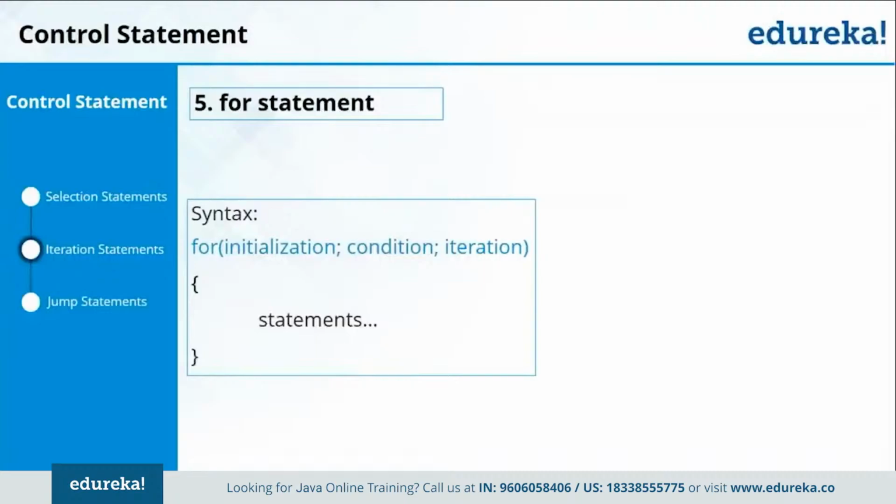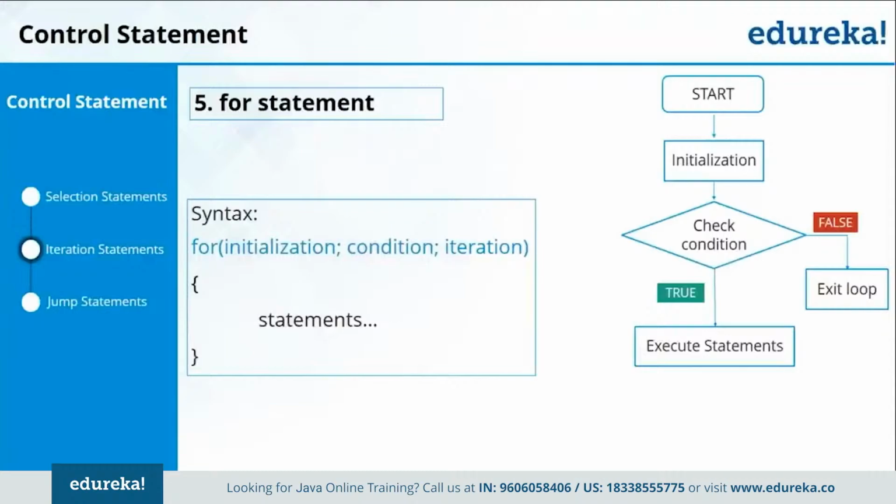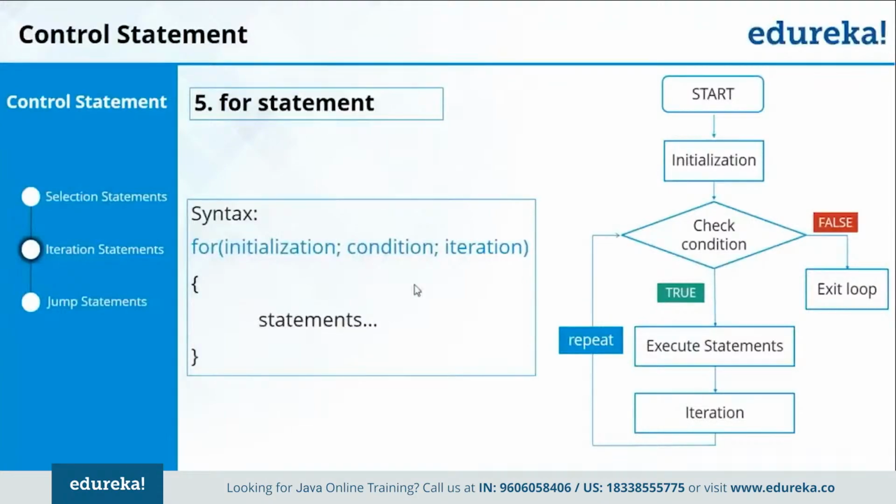So again, if you look at the flow of the for loop, you start the code. You first begin by initialization, then you move forward and check the condition. Now if the condition is false, then you exit the loop. But if it is true, you will execute the corresponding statements. Once you've completed the execution of the statements, you iterate the value and go back to checking if the condition is true or false.